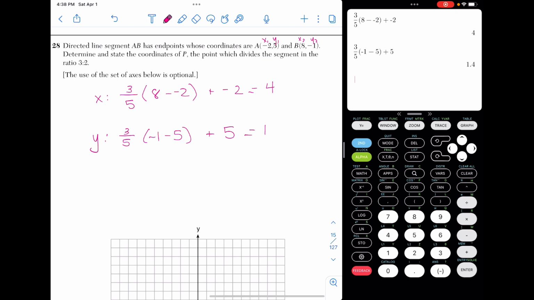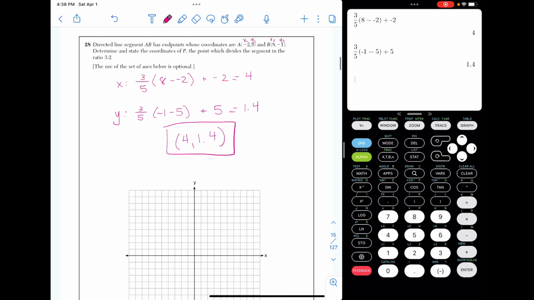And when I do that, I get 1.4. So my two coordinates are 4, my x and y coordinates should say 1.4. So I will say this about this question. I mentioned before that this is pretty much always on the Regents, but it's actually very rare that one of the coordinates is a decimal. That will make the problem much harder to do graphically.